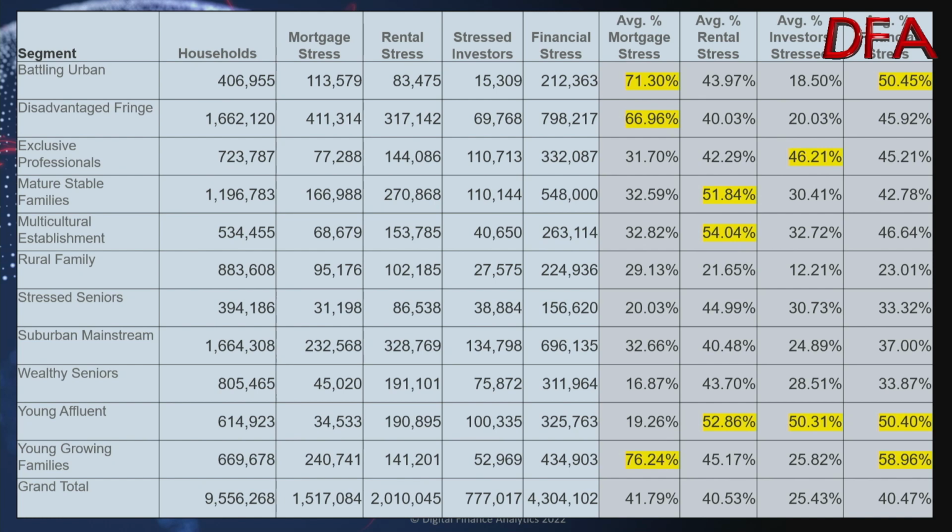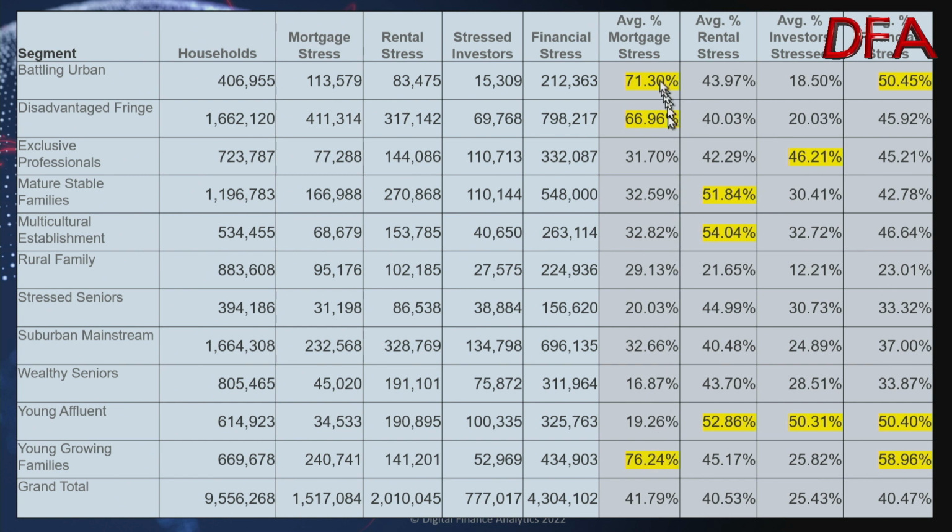And this is actually the segmented view. Remember I mentioned segments? So these are different segments, and I won't go into them in detail, but it's worth noting that if you look at young growing families, that includes a lot of first-time buyers, 76% of them are actually in mortgage stress. That's a very, very high number. That's a big issue, right?